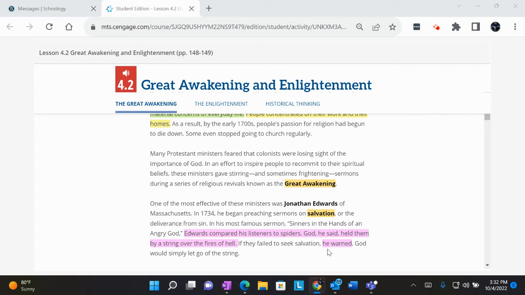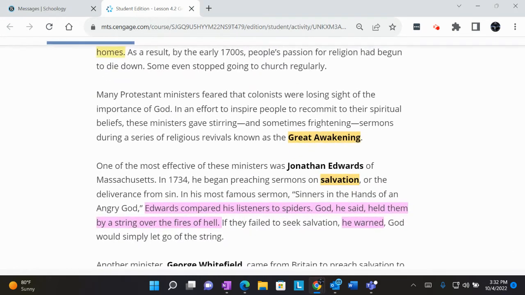So Jonathan Edwards, as we know, was one of those famous preachers that is responsible for the first great awakening in the colonies. He came to warn the colonists that God was angry and that if they did not return, he was going to drop them into the fires of hell. I think he referred to them as spiders, and he's going to let go of the string and you're going to drop into hell.